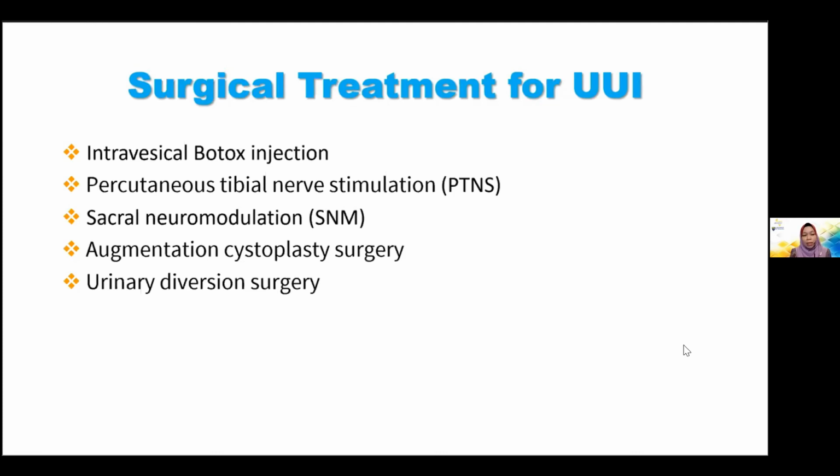The last but not least is urinary diversion surgery. These are things like ileal conduit, where you remove the bladder completely. You don't really remove the bladder, but you don't use the bladder anymore. You divert the urine into an ileal conduit, and the patient will have a stoma on the abdominal wall, and they will not suffer from urgency incontinence anymore.